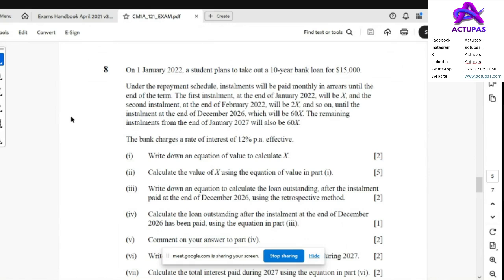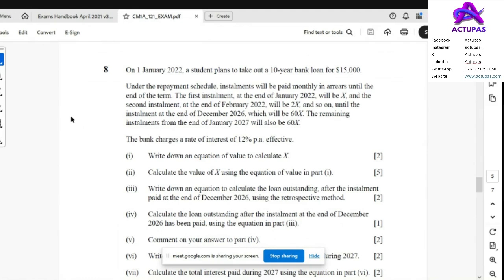The bank will charge a rate of interest of 12% per annum effective. Write down an equation of value to calculate your X.